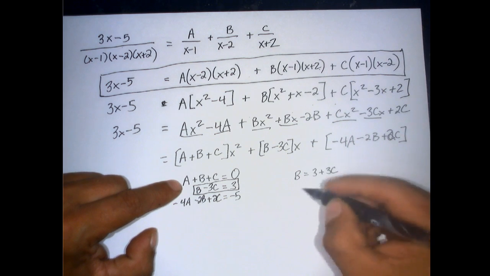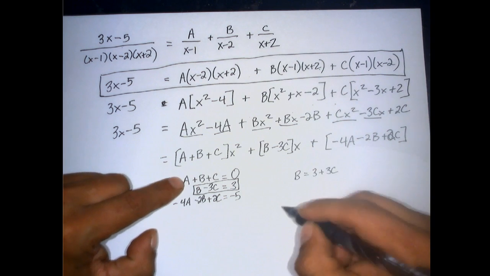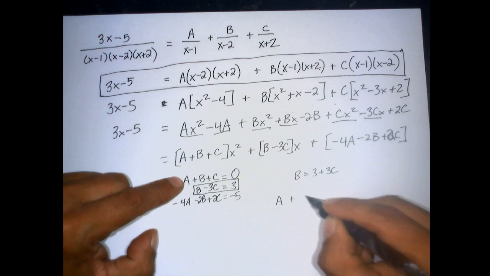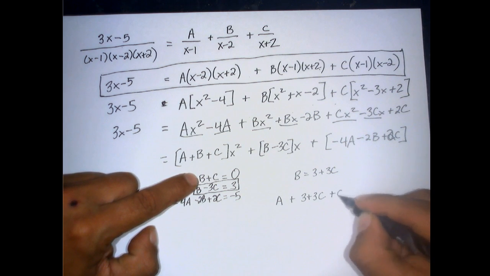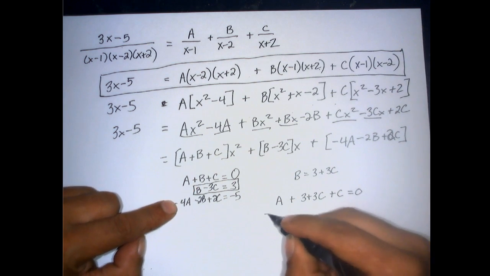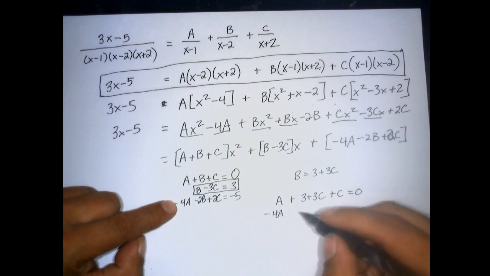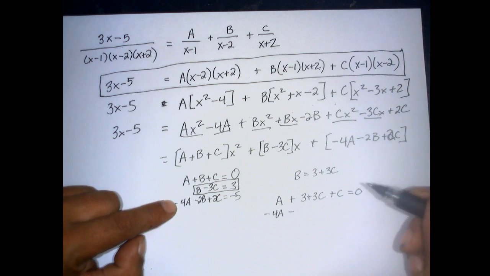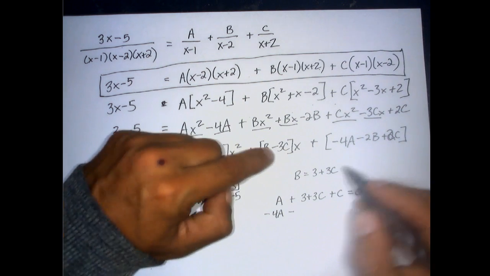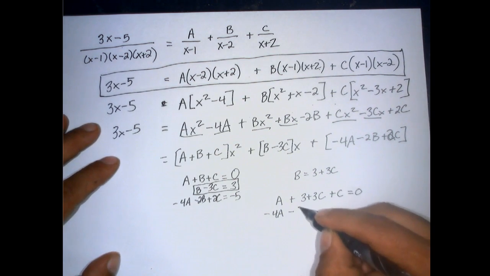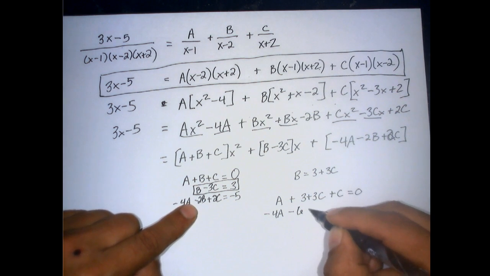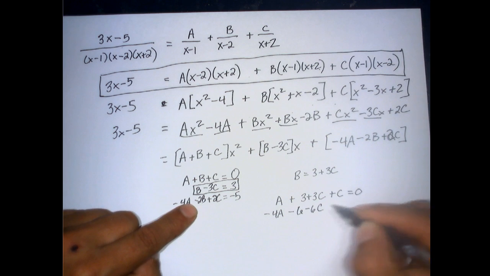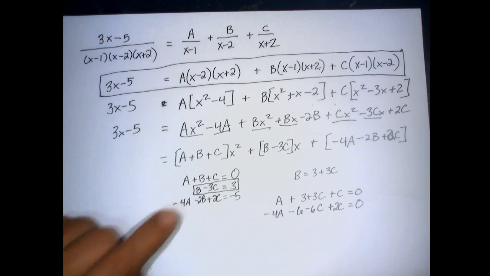Okay, so let's plug this in. Wherever we see a B, we're going to have 3 plus 3C, that's B, plus C is equal to 0. And in this one, we're going to have minus 4A minus 2B. So minus 2B would be minus 6, minus 6C, plus 2C is equal to 0.